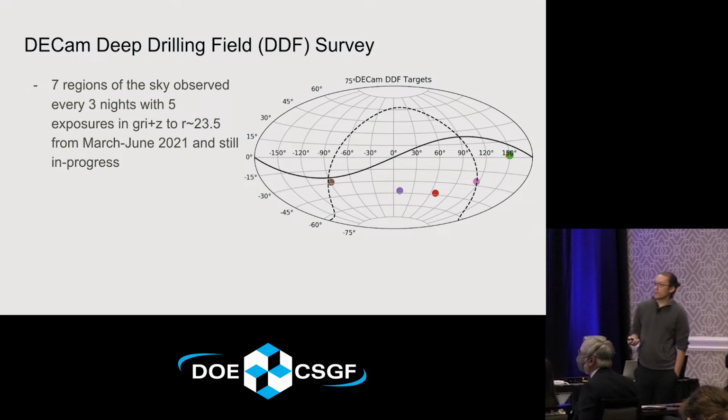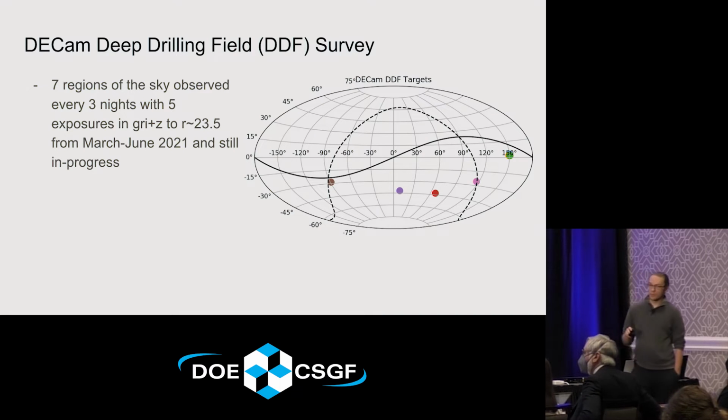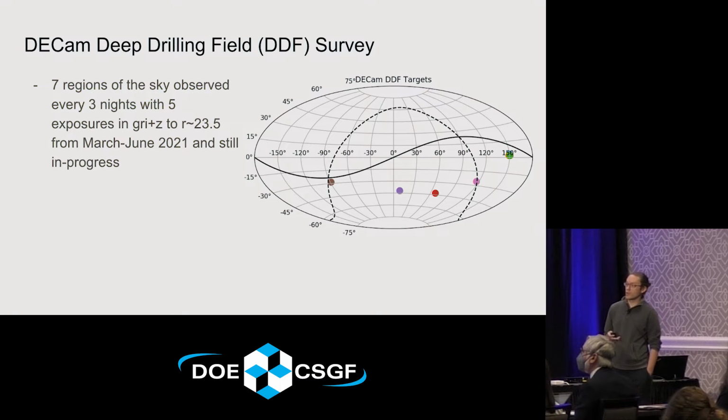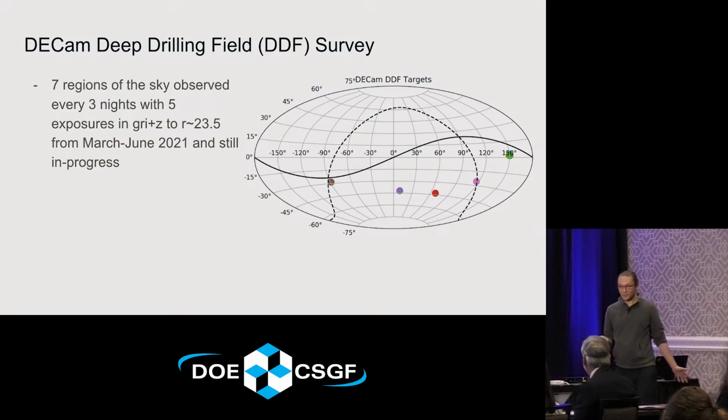Next I'll be talking about this Deep Drilling Field Survey, which was started out of a proposal from the University of Washington. This survey uses the Dark Energy Camera to image 7 regions of the sky using what's called a deep drilling cadence, where we revisit each of these regions of the sky every 3 nights over about 3 months. And we take 5 exposures in 3 or 4 of these photometric filters to find astronomical objects down to about 23.5 magnitude. Magnitude is a unit of brightness, and 23.5 is pretty faint.